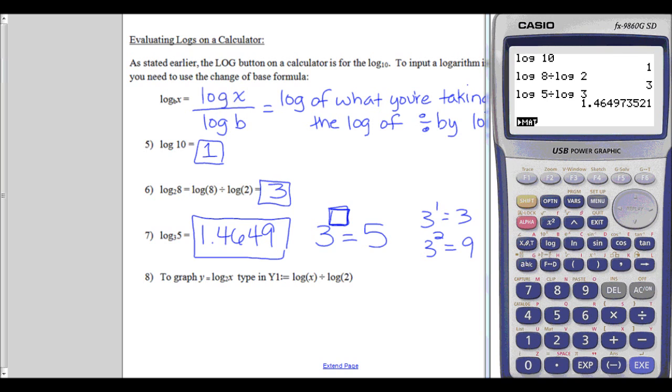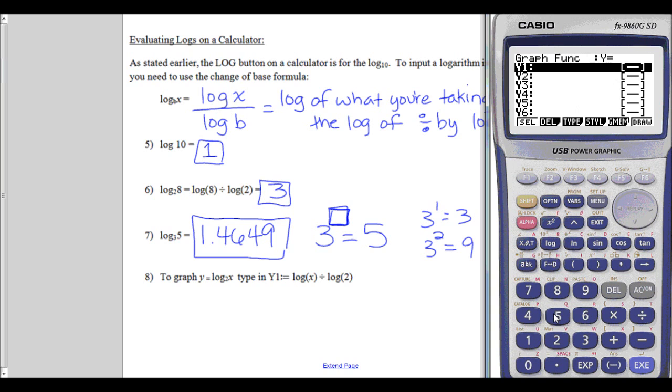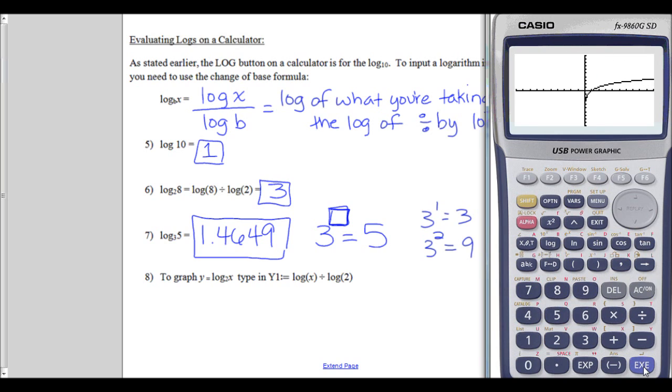To put a log in a graph, I just need to go into my y equals, and then I'm going to graph what I want. If I want the log base 2 of x, I'm going to have the log of x divided by the log of 2. I can then put this in a standard view window and graph it, and there's my logarithmic function.